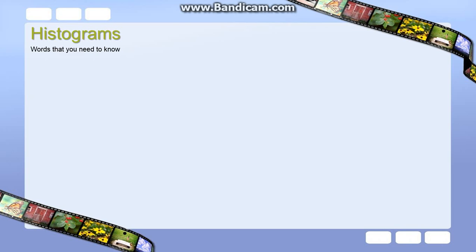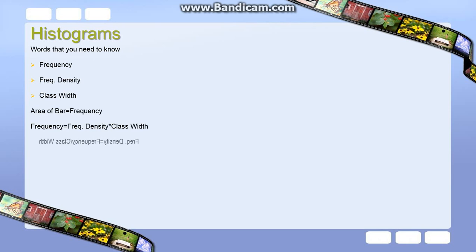But now when you get to GCSE higher, it's not that easy. There are 3 words that you mainly need to know. What do you need to know? Frequency, frequency density, and class width. Now, the area of a bar in a histogram equals the frequency. To work out the frequency, it's not area of bar, because that's stupid. Do not write that down in a test. Frequency equals frequency density times class width. And you just rearrange that to get frequency density.